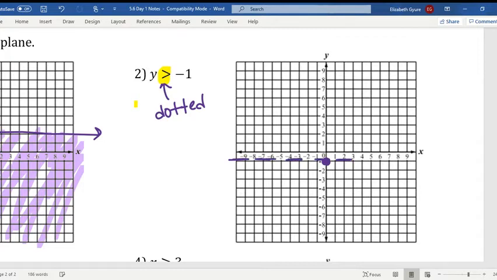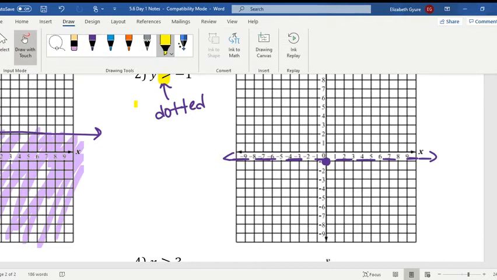Do the best you can. I just need to be able to see that there are little spaces. So there's my dotted line. And then this is y is greater than -1. So greater is like more. So if it's greater than, do you think I should shade above my line or below my line?